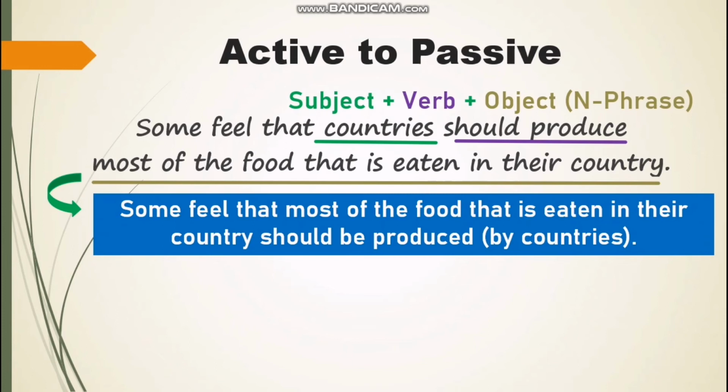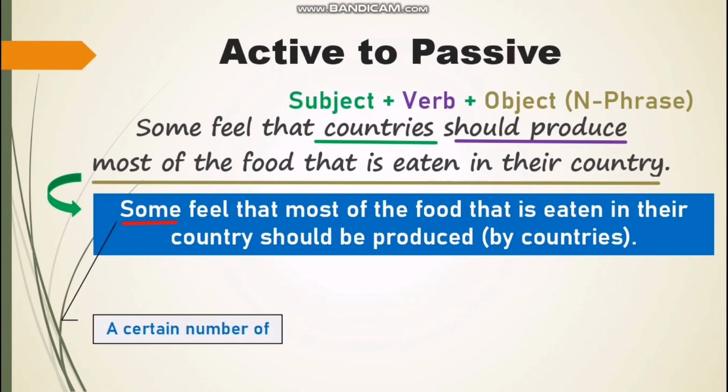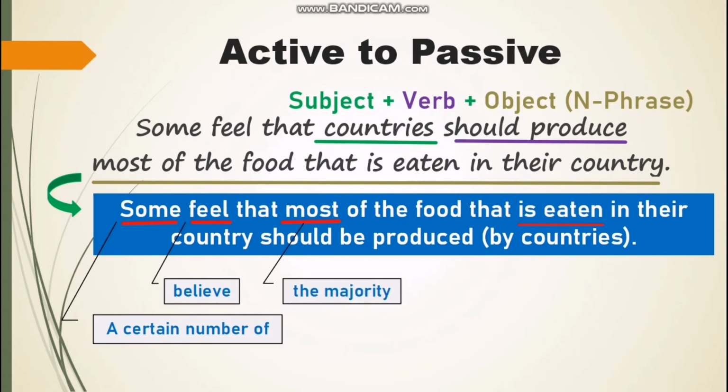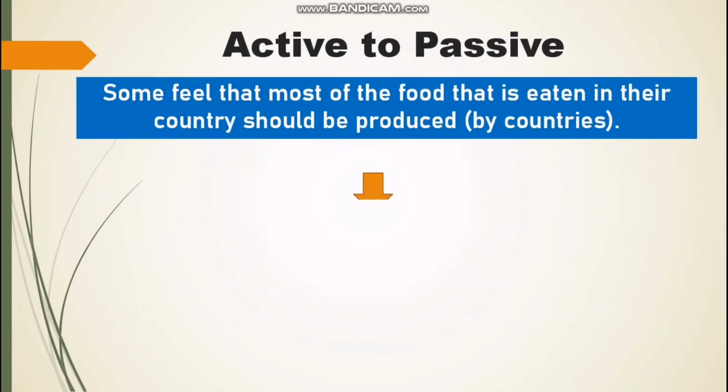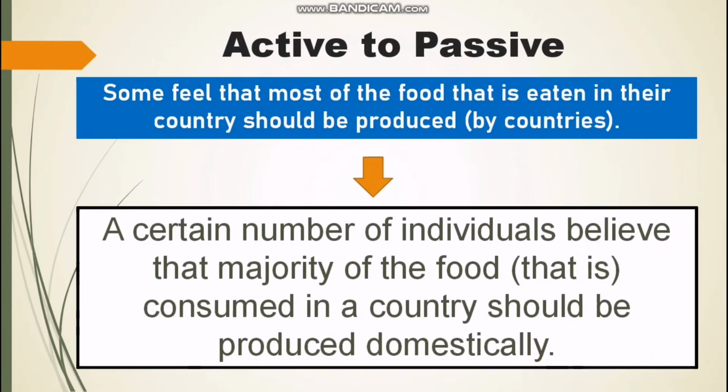After, we could use the first method again. Some to mean a certain number of, feel to change to the word believe, most, the majority, is eaten to is consumed. So the final paraphrase task is: a certain number of individuals believe that the majority of the food that is consumed in a country should be produced domestically. Instead of saying "by countries," we use the adverb domestically. Also, the phrase "that is" can be erased or eliminated here.